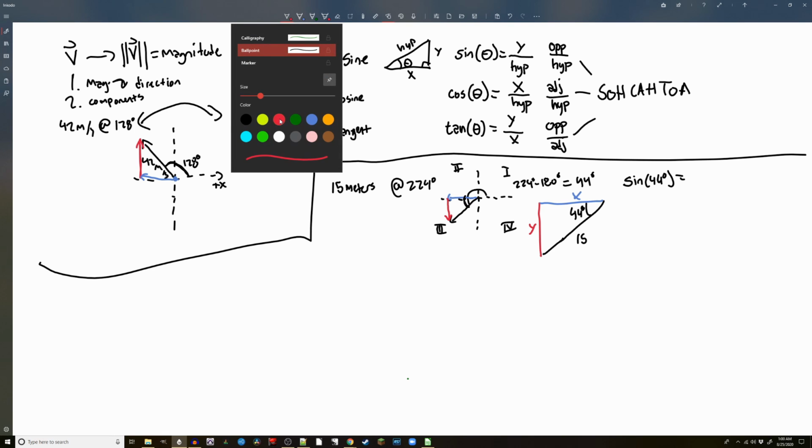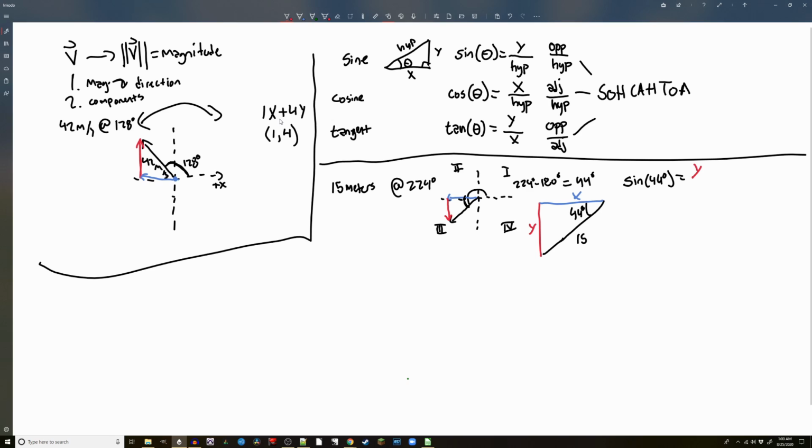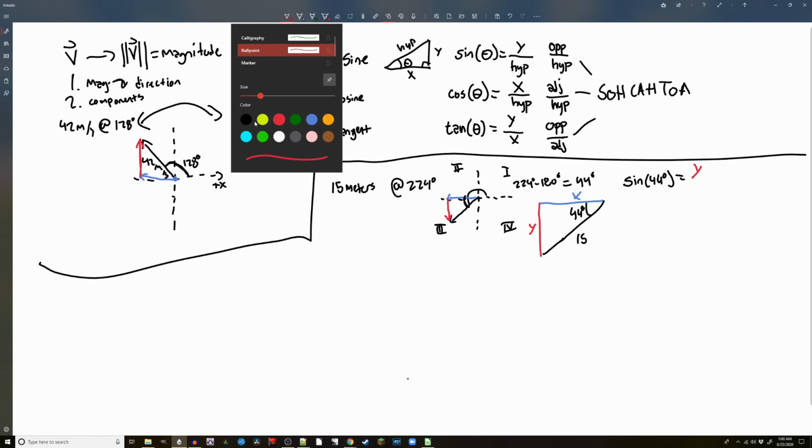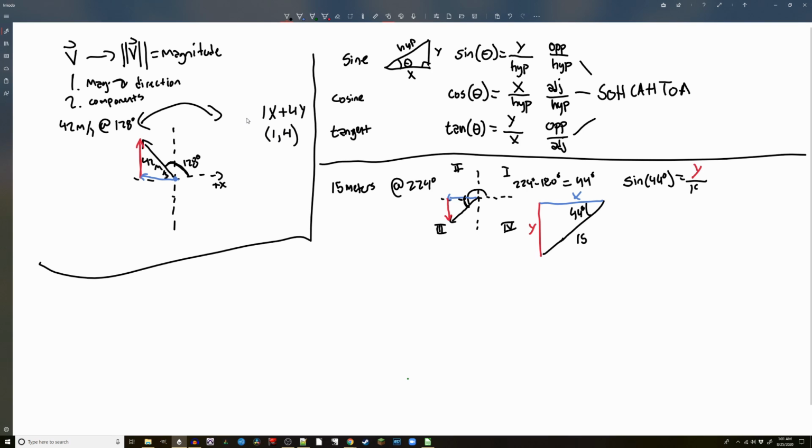It's opposite the 44. So I'm going to put my y, which is the answer I want to get eventually, divided by 15. If I do some algebra to this, I'm going to get 15 times sine 44 degrees equals y. And if I plug this into a calculator really quickly, I get that y is 10.42, let's say meters, because our original unit was meters, so we're going to keep that.